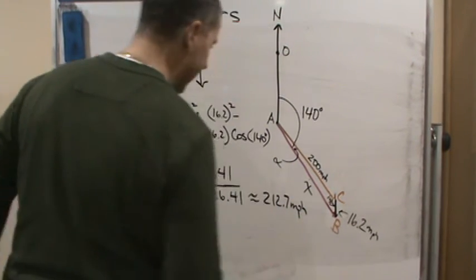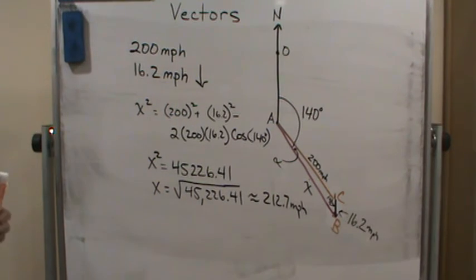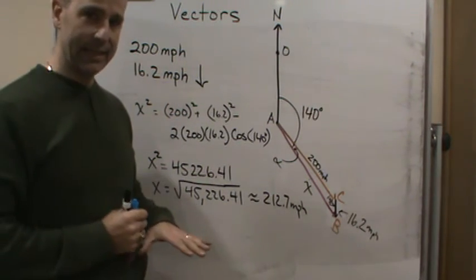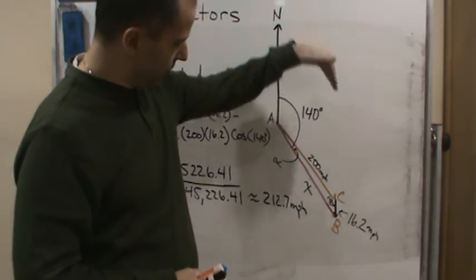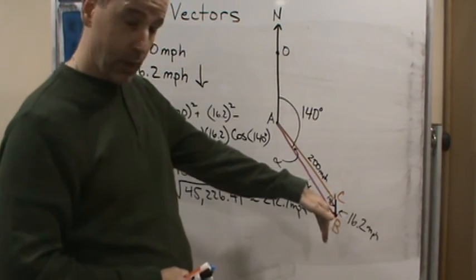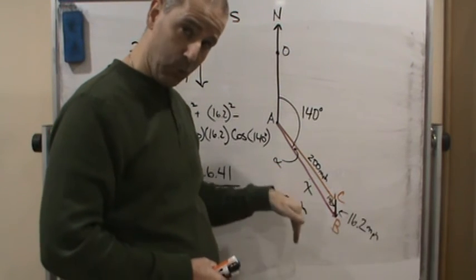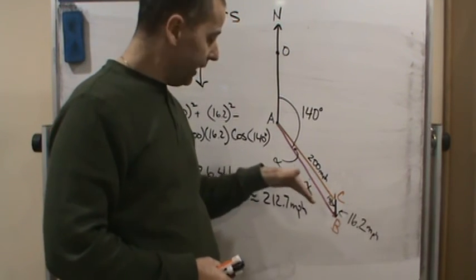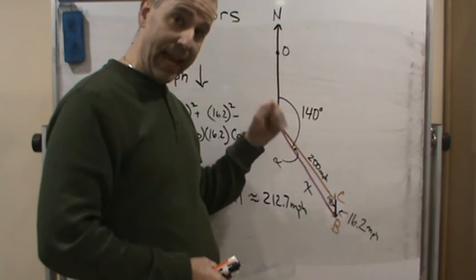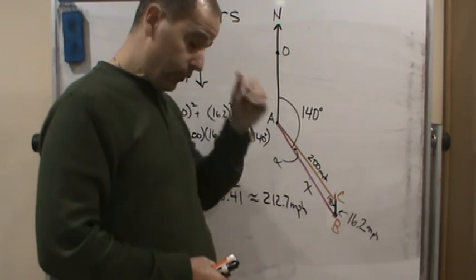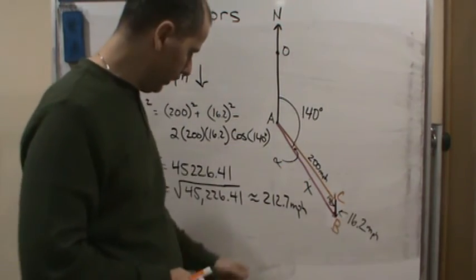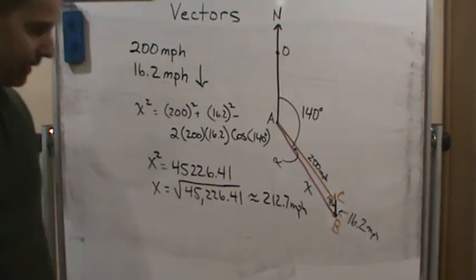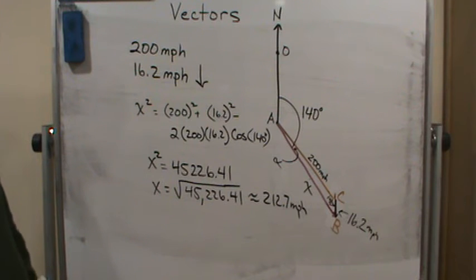Now, before we go on to the next thing, ask ourselves, does that make sense? And the answer is yes. Because if we're having a wind go down, we're already going in a downward direction, so it makes sense that we've got a tailwind. If we've got a little bit of a tailwind, of course we should be going faster than 200 miles per hour. So that makes sense. 212.7 miles per hour. So there's one.